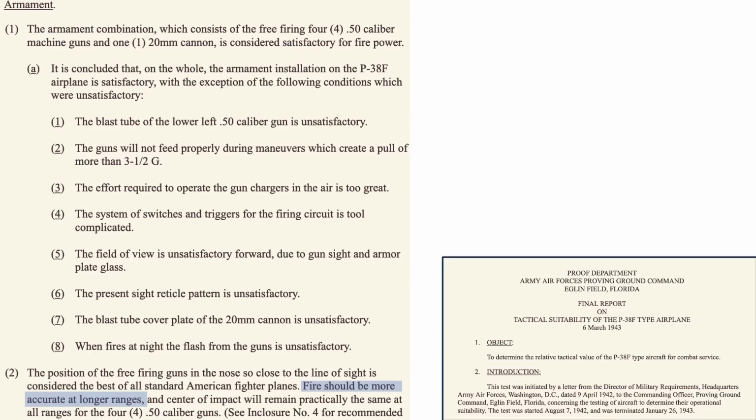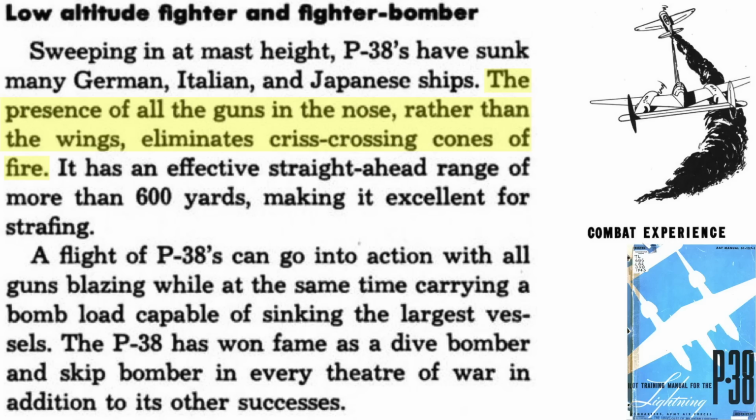Fire is more accurate at longer ranges, and impact center pattern will remain virtually the same for all practical ranges for the four 50 caliber guns. With all guns located in the plane's nose, this eliminates crisscrossing bullet trajectories. P-38s have an effective straight-ahead accurate fire pattern for ranges out to 600 yards, which make it ideal for strafing.